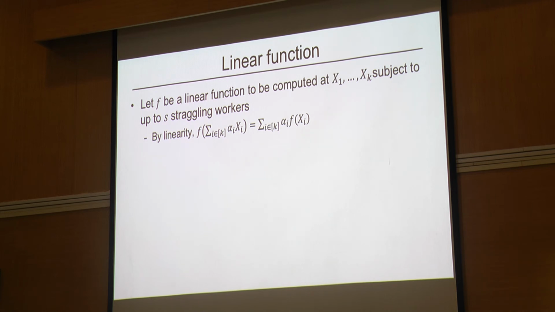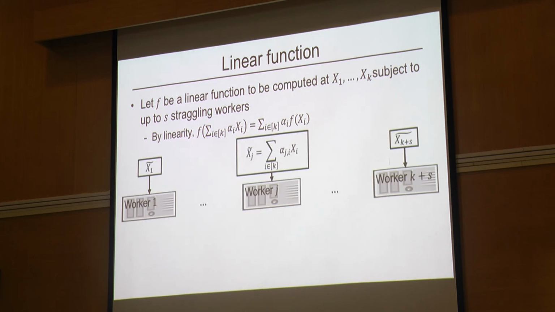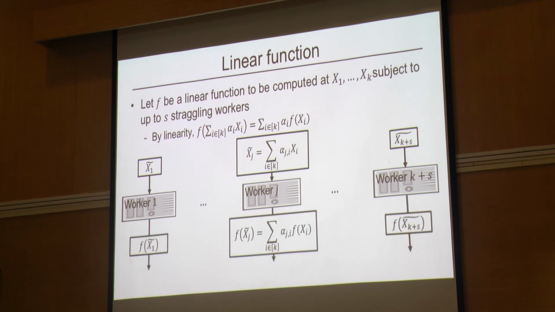So basically, f of this linear combination is equal to the linear combination of these f_i's. Because of this, designing a coded computation scheme is almost trivial. It's very easy. We can have any MDS code that we have been looking at as these x_i tildes, and then the workers will just do their normal job, f of those inputs, and output f of x_i tildes.